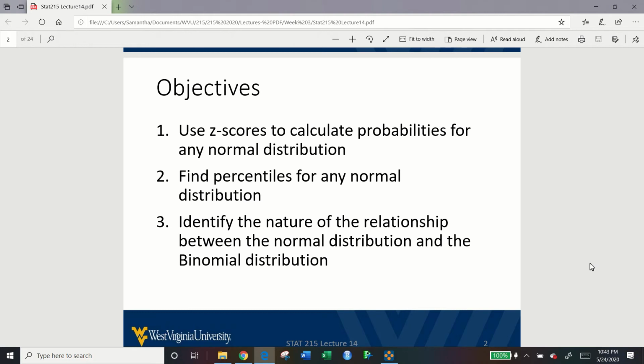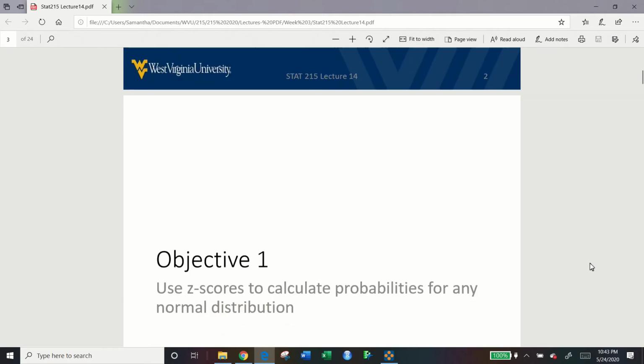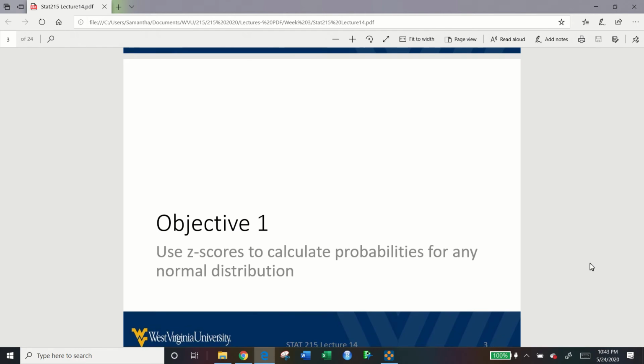If you think back to a couple lectures ago, we talked about the relationship between the binomial distribution and the Poisson distribution. Well, we're now going to do something similar with the normal distribution. So let's get started by looking at our first objective, using z-scores to calculate probabilities for any normal distribution.